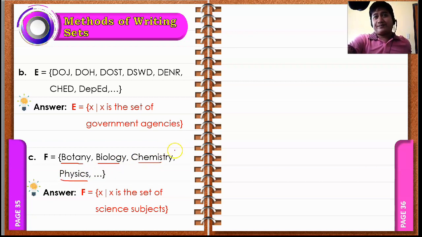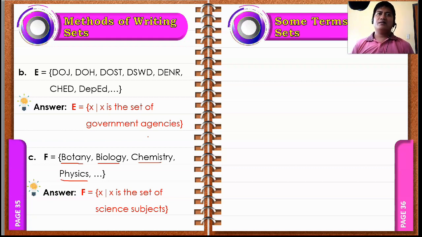a rule method in sets. Okay, so I hope you understand the difference, or the methods of writing the sets: the roster method and the rule method.